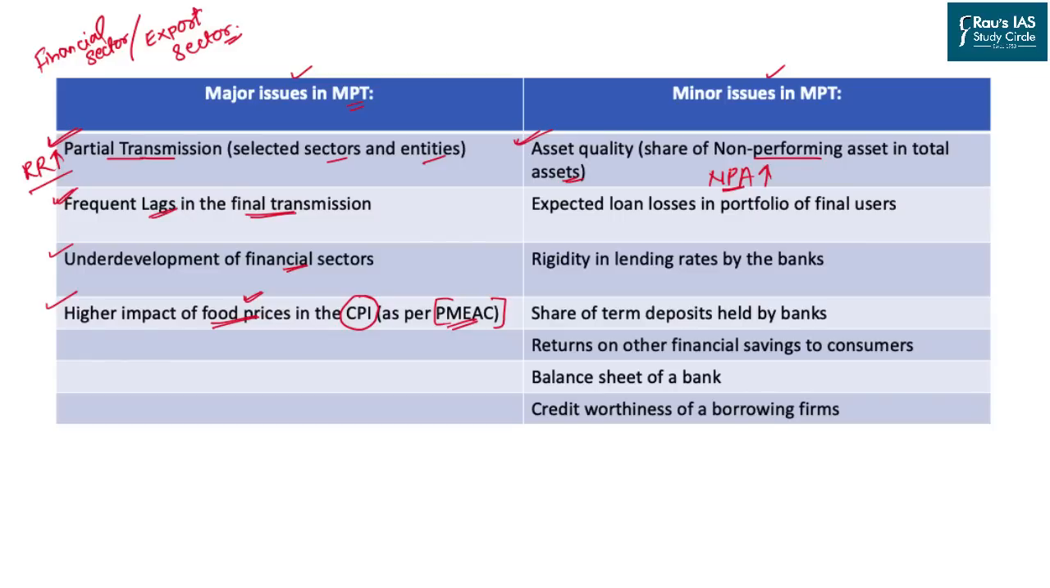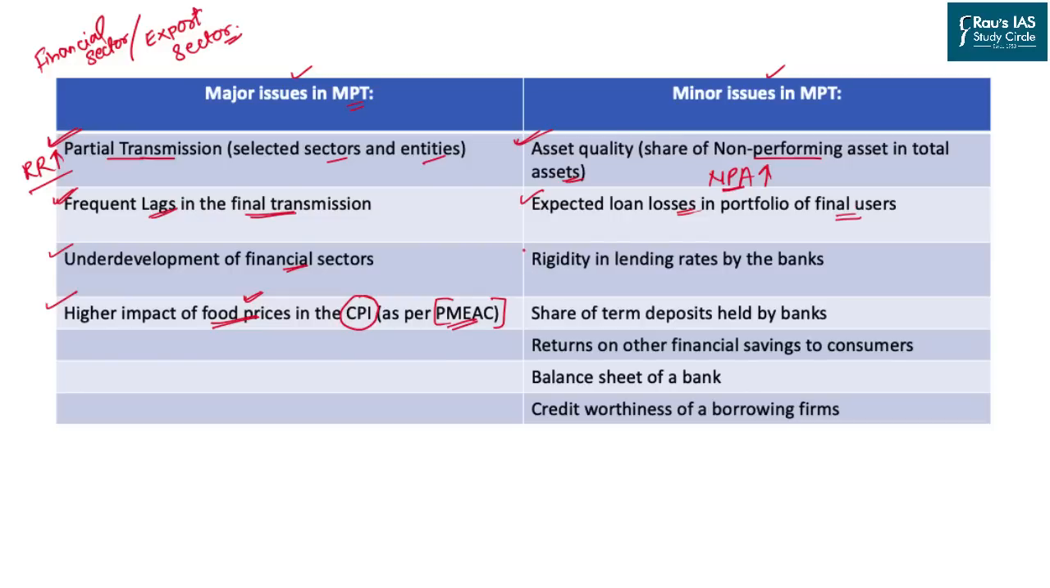The second one is expected loan losses in the portfolio of final users. If a person has taken a large number of loans and is already facing numerous losses on them, let's say a person has taken a car loan but is unable to pay it, he does not have money to pay the EMI. So whether the EMI has increased because of the repo rate or not doesn't matter to him.